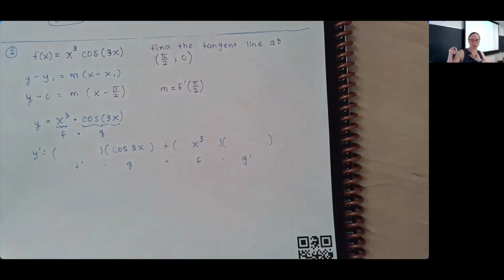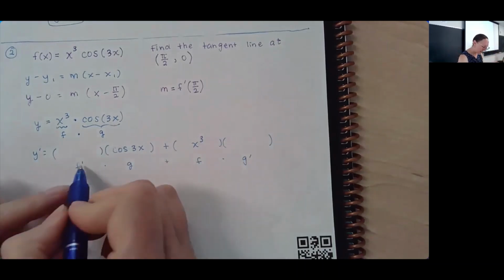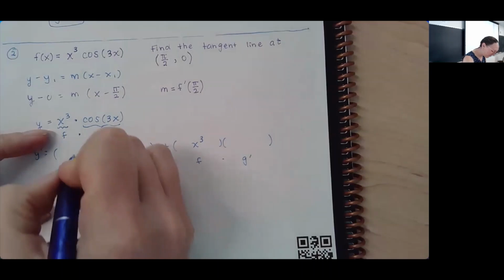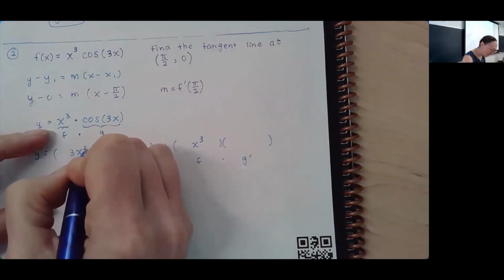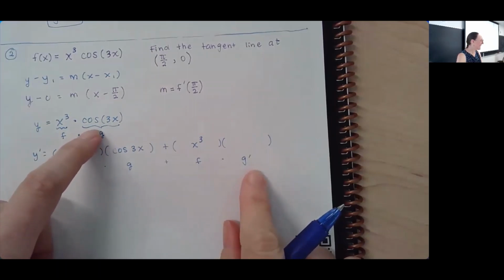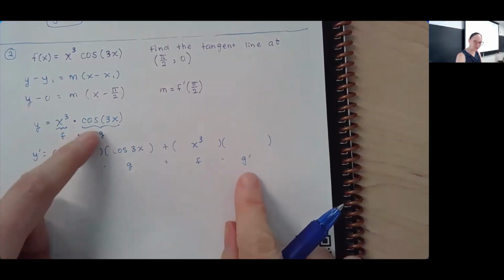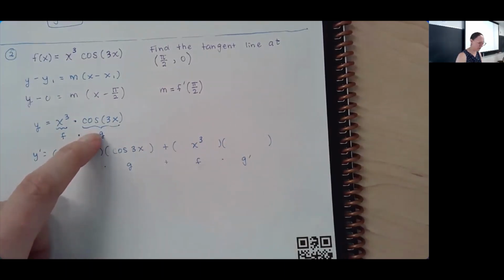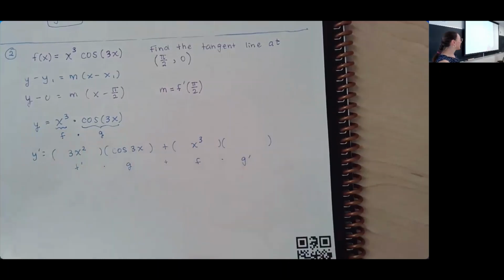Now I'm going to sprinkle on the calculus. When I take the derivative of x cubed, I'll have 3x squared. And when I take the derivative of cosine of 3x, oh, there's a great question in the chat. I'm going to loop back around to that in a second. So when I take the derivative of cosine of 3x, I'm going to need to use chain rule even for that. But I'm going to look at that cosine and say derivative of cosine is negative sine.